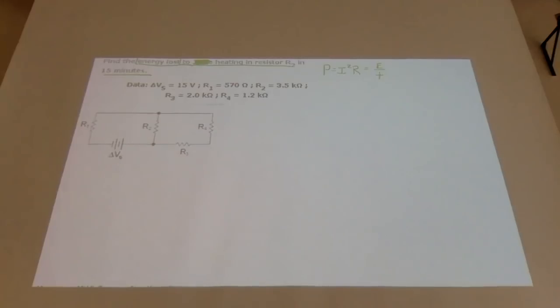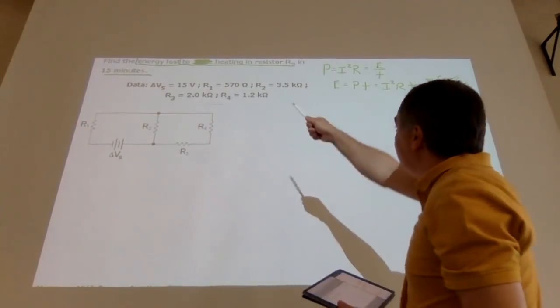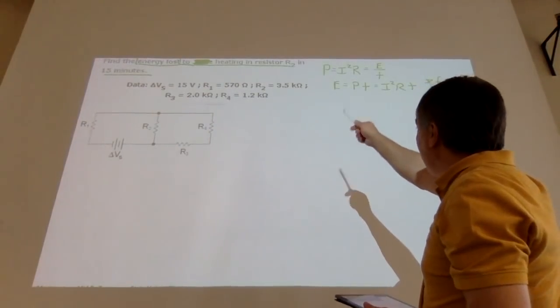Okay, so what we're going to do is find that energy is equal to power times time, which is I squared times R times time. But we only want to do this for resistor 2, the one right there in the middle. Which means that, well, they gave us a time, 15 minutes. We know the value of resistor 2. It's given up here as 3.5 kiloohms.